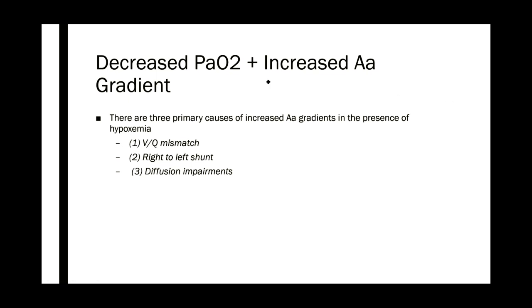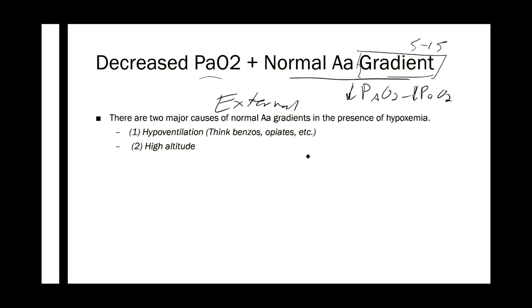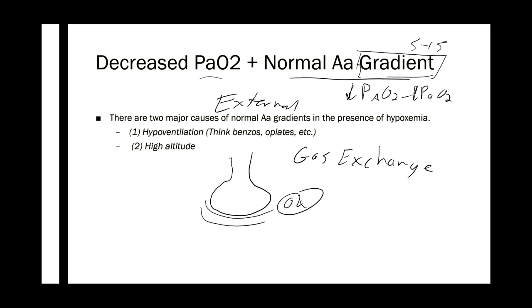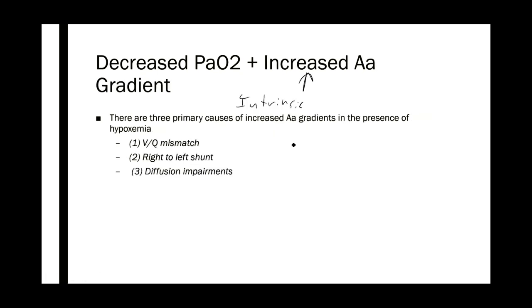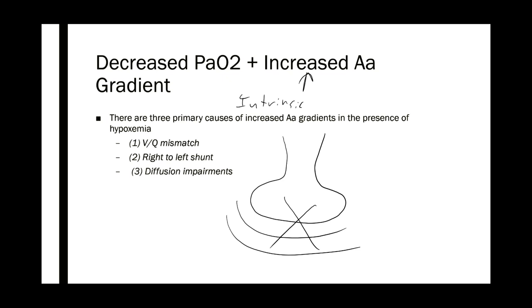Okay, now if you see the same situation but an increased AA gradient, you're going to think intrinsic causes or internal causes. So intrinsic pathologies of the lung. And remember, with the previous situations, gas exchange at the level of the alveolus and the pulmonary capillary is okay, right? That's not where the problem is. Whereas in these situations, gas exchange is not okay, and that's why you see an increased AA gradient.